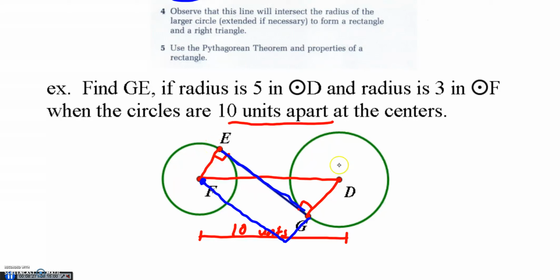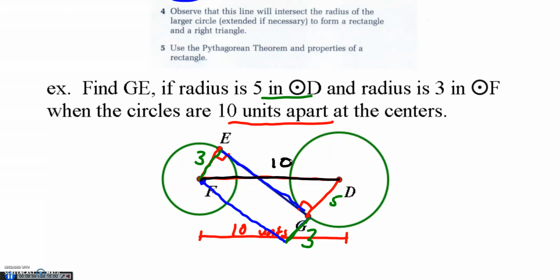And strangely enough, I have a very giant right triangle here. So let's fill in what else we know. We know that the radius is 5 in circle D. So that's 5. We know that the radius in circle F is 3. So I know that this piece is 3, which means that this piece of my rectangle must also be 3. I know that this entire segment that I'll redo in black, this whole thing is 10.